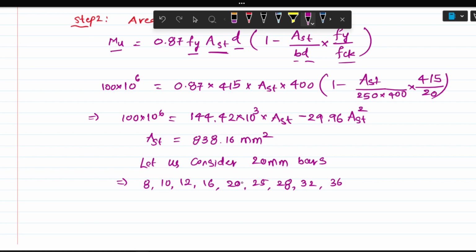For example, if you take a 22 mm bar, which is not available in the market, you have to keep in mind what the various diameters of the bars available in the market are. These are from 8 to 36 mm. These are all the diameters of the bars available in the market. Greater than 36, you can Google it and you will get the value. Mostly we use the range in between for construction.